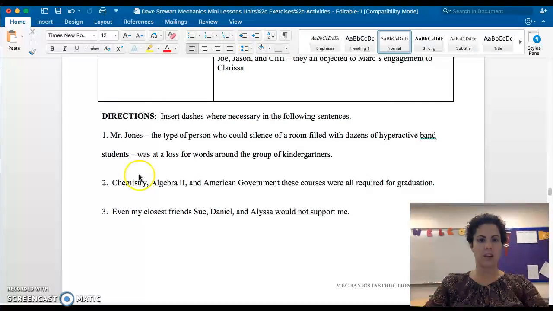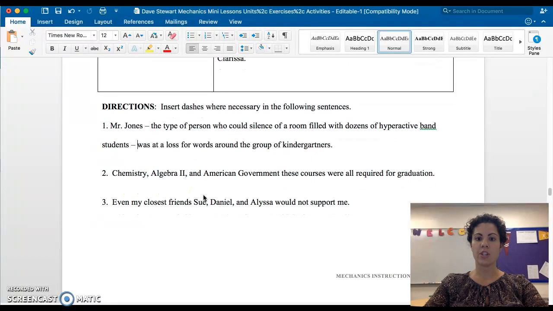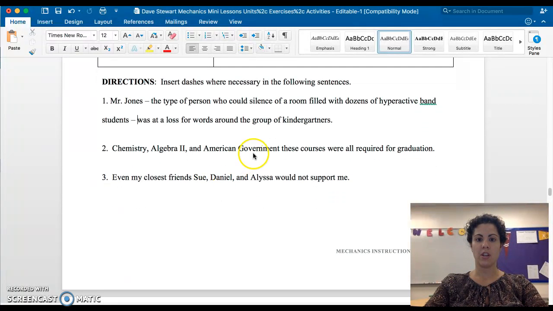Okay, get some weird things here. Chemistry, Algebra 2, and American Government. These courses were all required for graduation. So here I have my 3 listing things. So I put my dash right here.